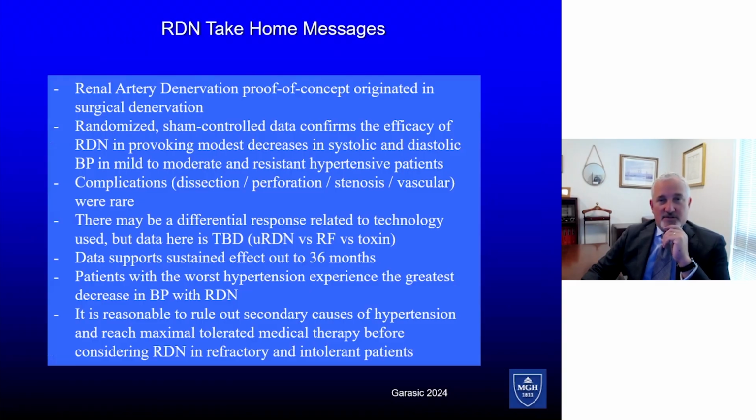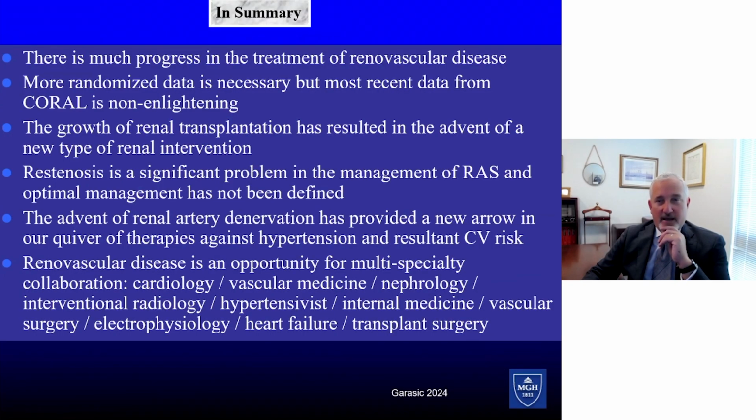So the take-home messages for RDN, which is a burgeoning field, is we have early surgical proof of concept, sham-controlled data that confirms the efficacy of these therapies, and there are more being developed. It turns out that the people with the worst hypertension probably benefit the most from RDN, so think about it first in them, but also make sure that you've ruled out secondary causes. Don't send your patients with RAS and with adrenal tumors off to renal denervation procedures.